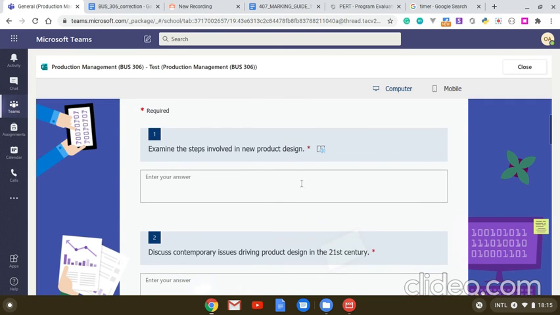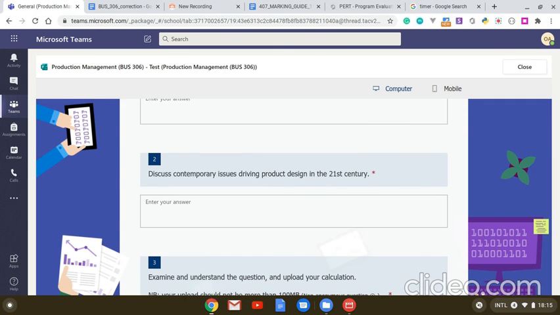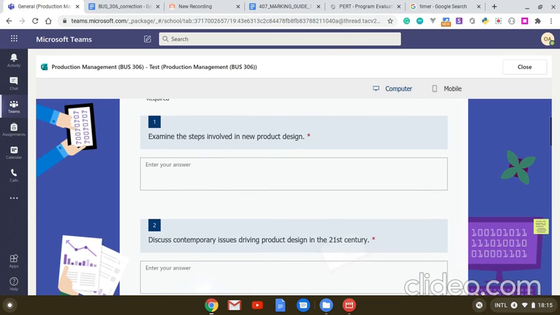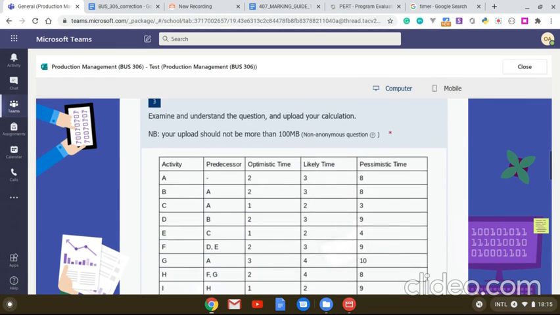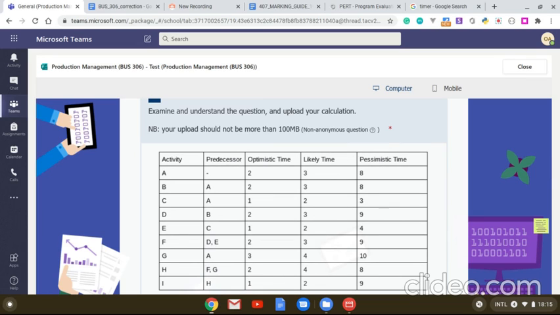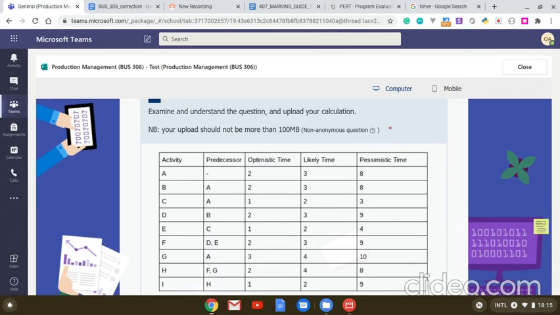Now, the first question and the second question, you guys did well. Everybody did well. Even if some people copy from Google, whatever. At least I expect that mere reading through some articles, you should be able to answer question 1 and 2 conveniently. Let's look at question 3. It says examine and understand the question and upload your calculation. Well, of course, you guys had problems uploading, which you had to send to my mail.